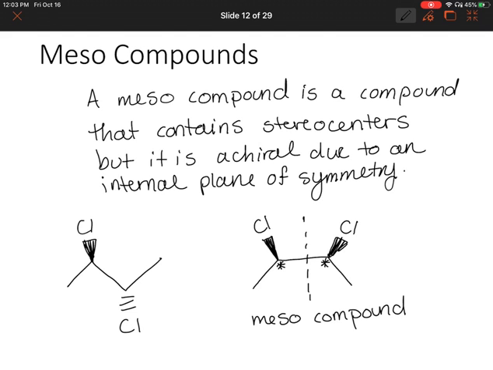Okay, so in the next lecture, we're going to talk about how to determine if a molecule is chiral using laboratory techniques. We're going to talk about something called a polarimeter. So I will see you then.